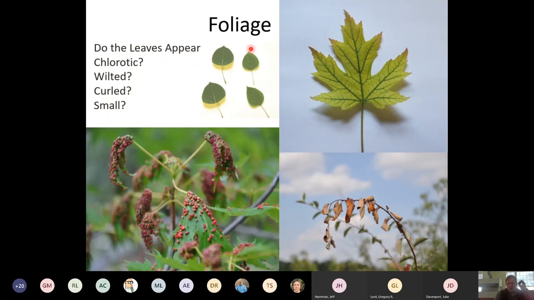So something like that may happen, or it just may be that the tree's not in really great health for other reasons, and that may lead to having leaves that are a little bit smaller. Here's chlorosis. Here's again those eriophyid mites.